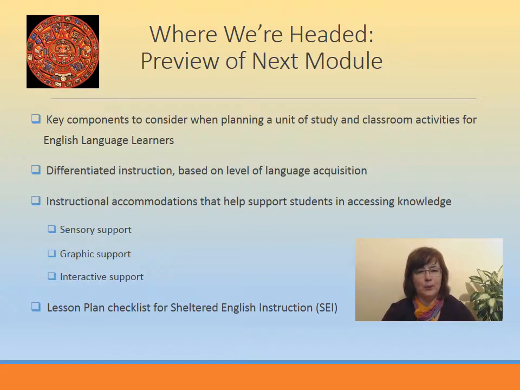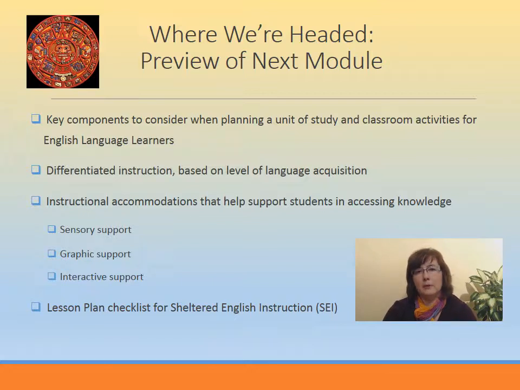In our next module, we will look at key components to consider when planning a unit of study and classroom activities for English language learners. We will look at differentiated instruction based on the child's language level. We will also look at instructional accommodations that help support students in accessing content-based knowledge. These can include sensory supports, anything visual, such as realia, manipulatives, pictures or diagrams, media such as videos, movement. Accommodations also include graphic support, such as graphic organizers, timelines, KWL charts, and interactive support, such as assigning a buddy to the student or having them in a small group.